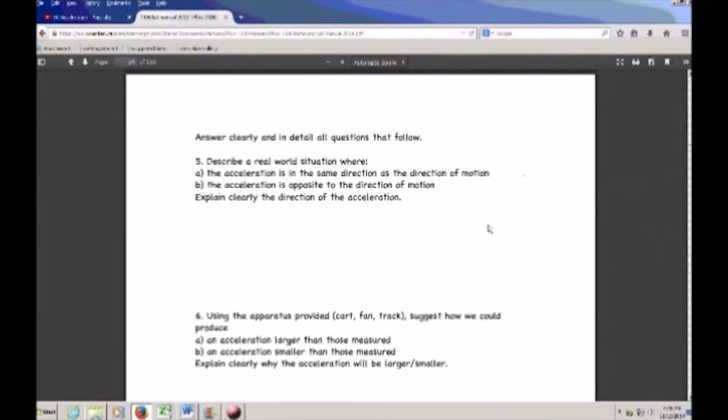So when you get to question 5, that is, you've finished the 4 cases that you studied with the cart on the track, there are some questions here that some students find a little bit tricky. So I'm going to give you some hints here. Not the answers, but just some hints.